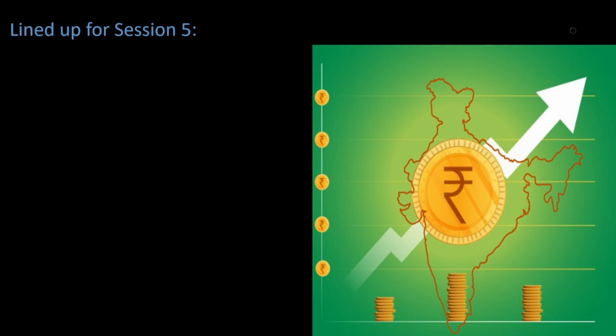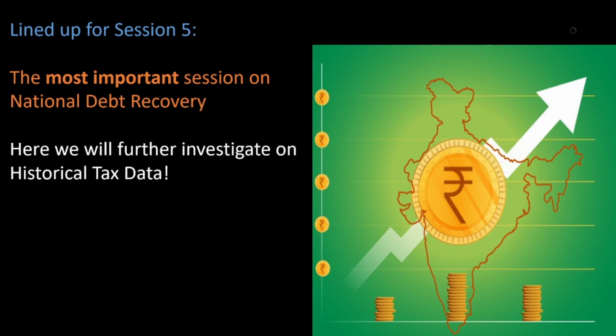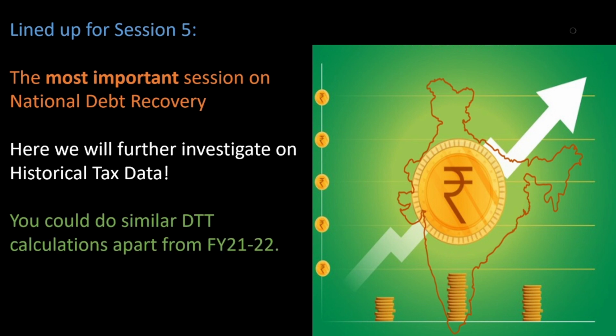So session 5 is going to come up with something more mind-blowing insights. We will be showing how we can recover our national debt through DTT. We'll further investigate into our historical tax data. And you can do the same to be prepared for that session. Please do the same kind of historical analysis of DTT from 2017-18 onwards.